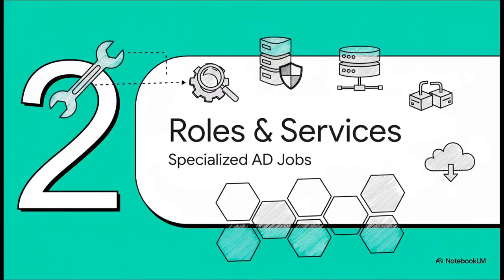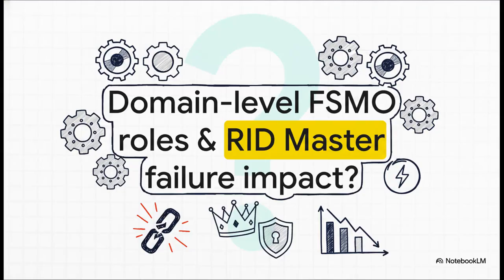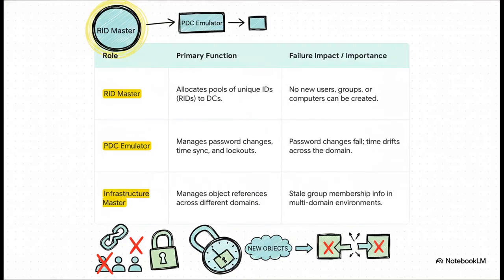All right, let's move into our next section and build on that. We're going to focus on the specialized jobs that keep AD humming along smoothly. So we did the forest roles. Now think about the roles that operate inside each domain. Within every single domain, you have 3 more of these roles. The RID master is responsible for handing out unique IDs. If it fails, boom, you can't create any new users, groups, or computers.